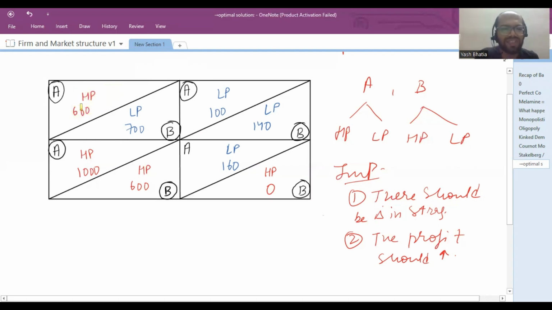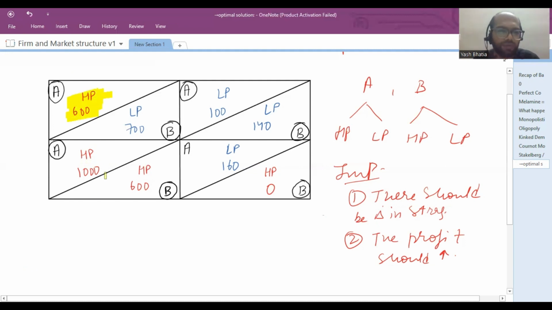Now, is this the maximum profit for A? No. If A moves from this to this quadrant, it earns more than 600, right? It earns 1000. But will A go to this quadrant? No. Why not? Because the strategy is not changing. If both these conditions are not met, then you cannot change the quadrant. So A cannot move from this quadrant to this quadrant, because strategy is not changing. So this is the equilibrium quadrant for A.